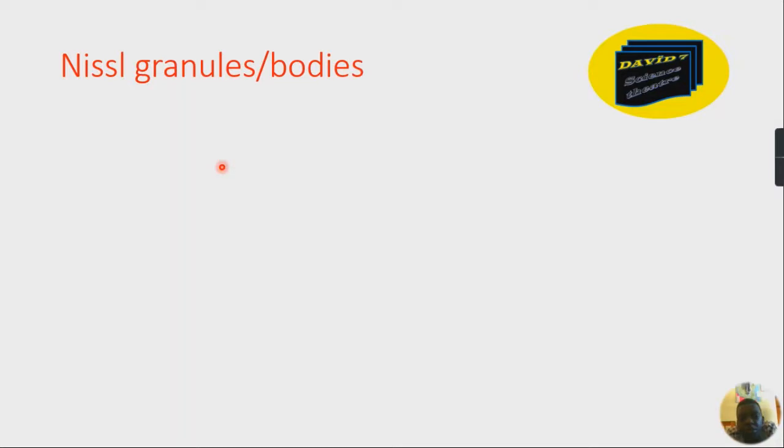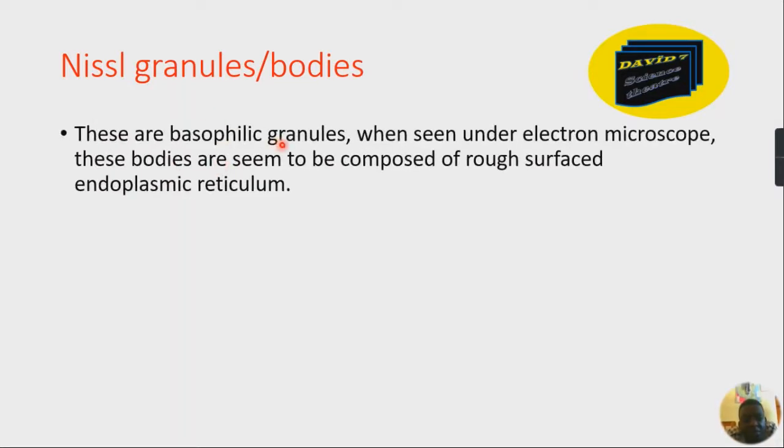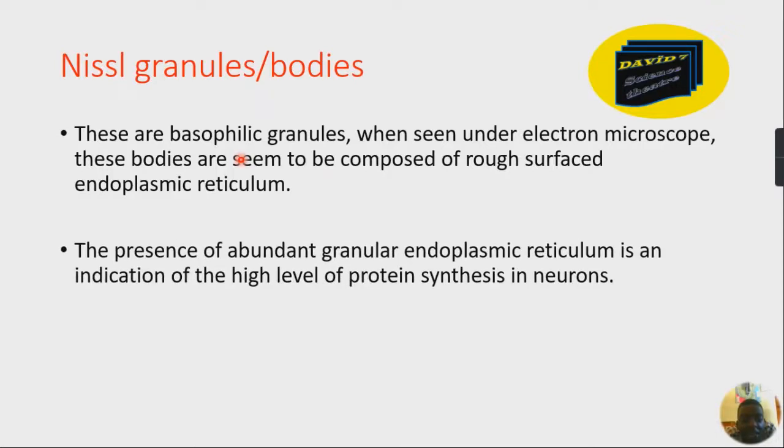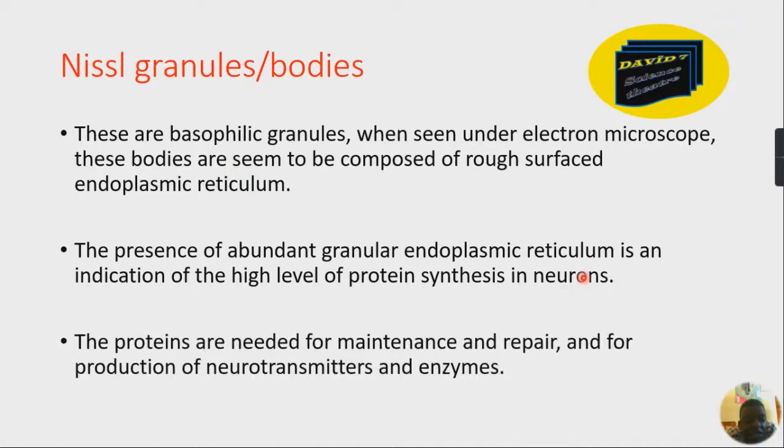Let's talk more about the nuclear bodies or granules. The nuclear granules are basophilic granules when seen under the electron microscope. These bodies seem to be composed of rough surface endoplasmic reticulum, and the presence of abundant granular endoplasmic reticulum indicates a high level of protein synthesis within the neurons. Proteins are needed for maintenance and repair and for production of neurotransmitters and enzymes. These enzymes are proteins, and the abundance of rough endoplasmic reticulum indicates higher protein synthesis within the nerves.